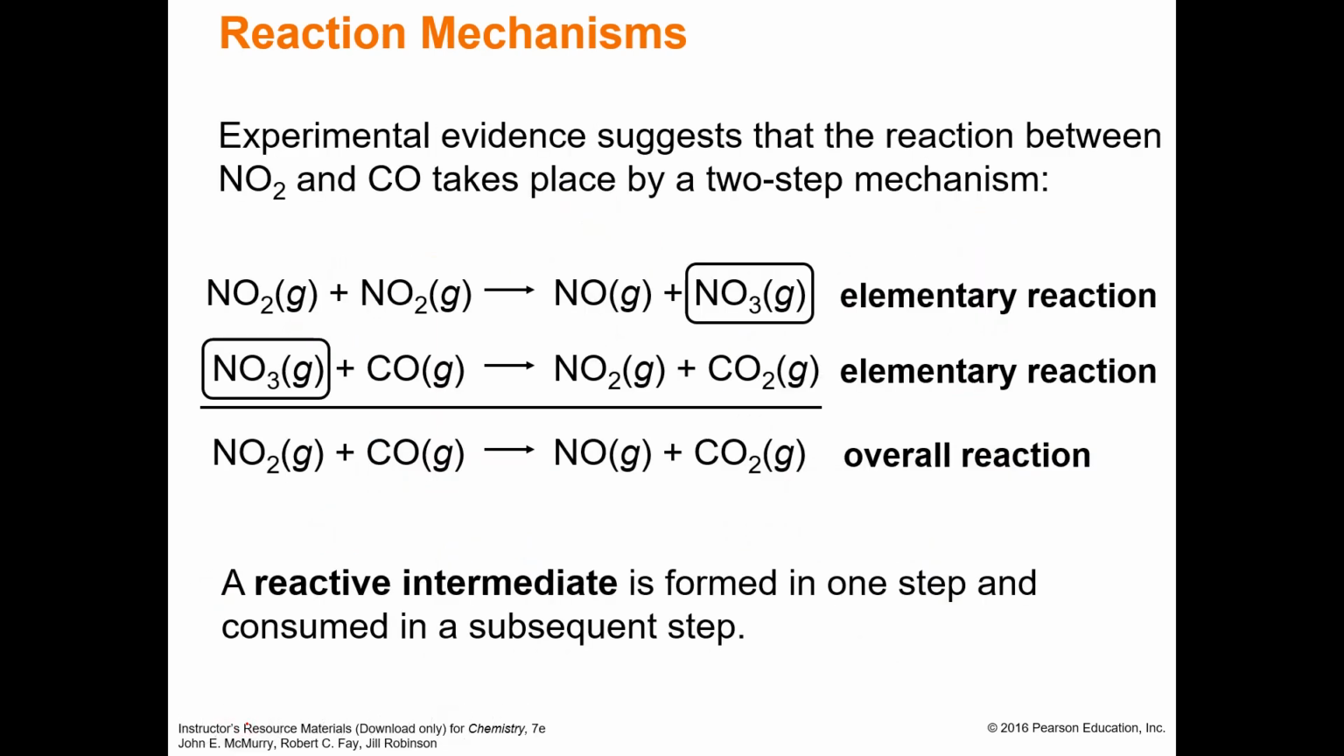If you take a look at your elementary reactions, in the first one, we get nitrogen trioxide as a product that is immediately consumed as a reactant in the next step. We call that a reactive intermediate. A reactive intermediate is formed in one step and then consumed in a subsequent step. So anytime you have something that was not one of your original reactants that's formed as a product, and then it's consumed in a later step so that it does not appear in the overall reaction, that is a reactive intermediate.